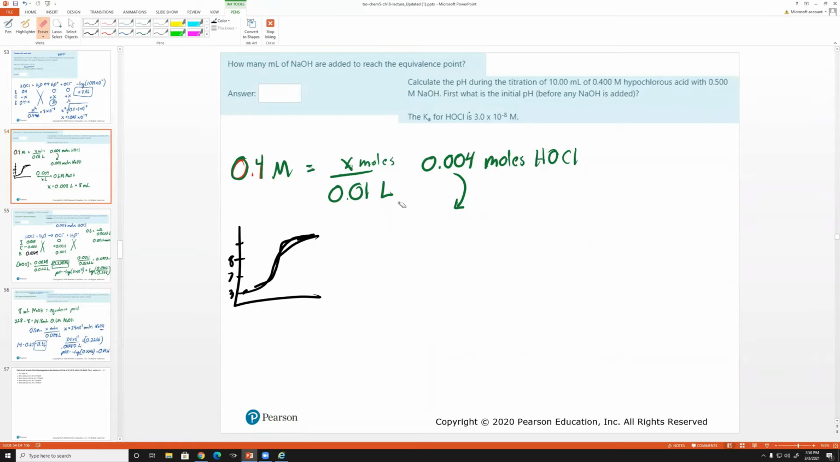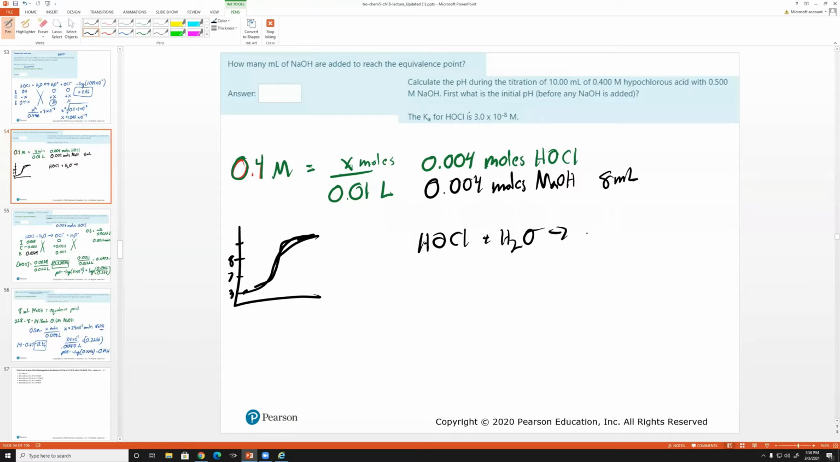So this is actually a little bit complicated. We know that we need 0.004 moles of NaOH, that's in 8 mL. Okay, so now let's write an ICE chart. Write HOCl plus H2O yields the OCl minus, which is the conjugate base, plus the H3O plus.